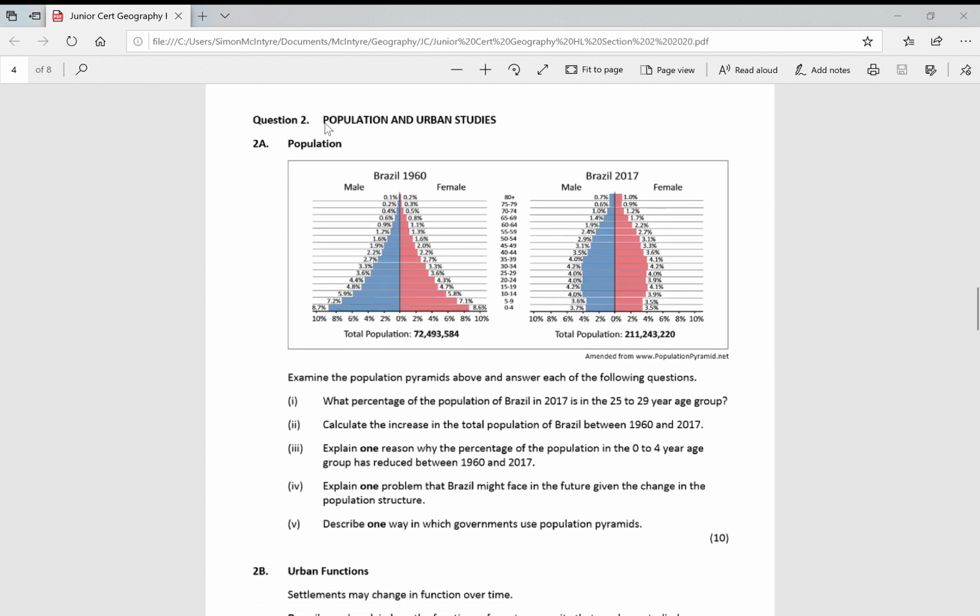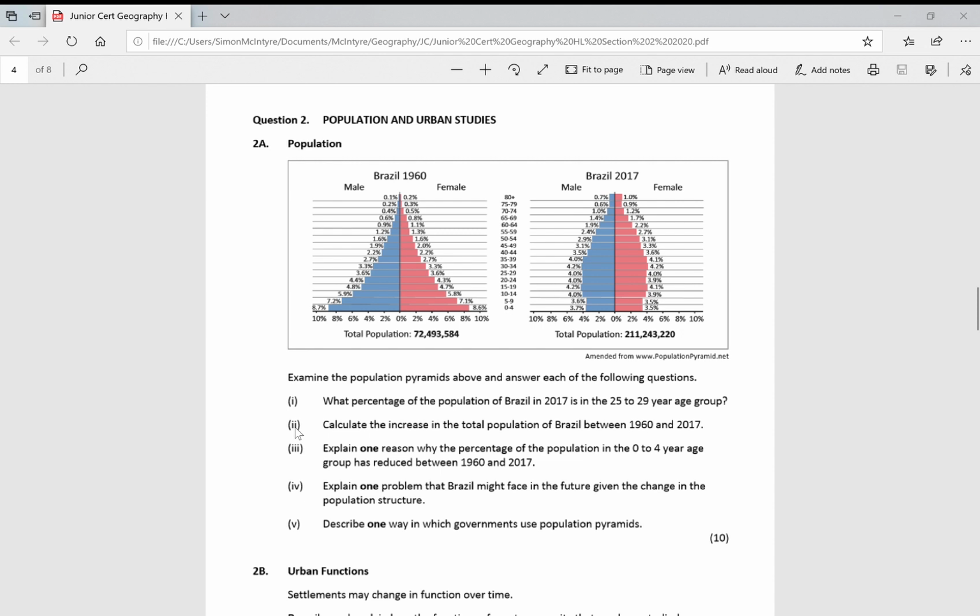Question 2, population and urban studies. 2A, population. Brazil 1960 and Brazil 2017. Examine the population pyramids above and answer each of the following questions. Part 1, what percentage of the population of Brazil in 2017 is in the 25 to 29 year age group?